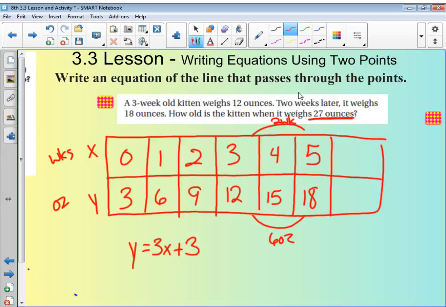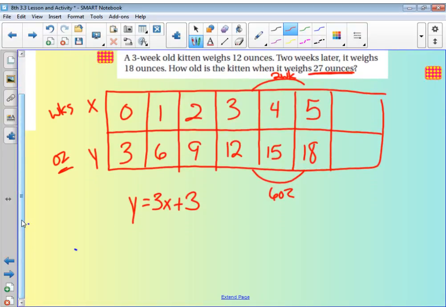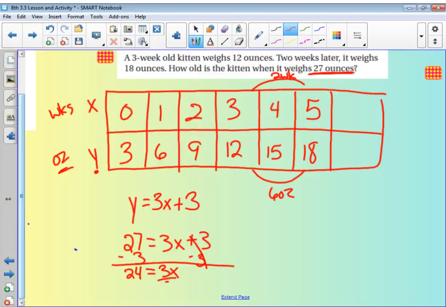Now they want us to figure out at 27 ounces, how many weeks old would that be? So since our ounces are our y's, we're going to put 27 where y is. And we're going to solve our equation. So it's a one-step equation, solve for x. So minus 3, we get 24 equals 3x, divide by 3, divide by 3. 24 divided by 3 is 8. So it would be 8 weeks old.